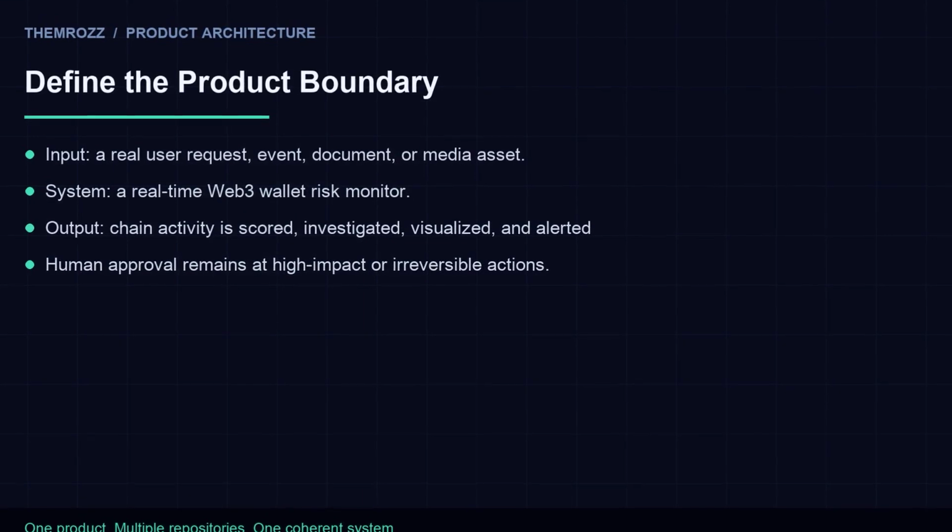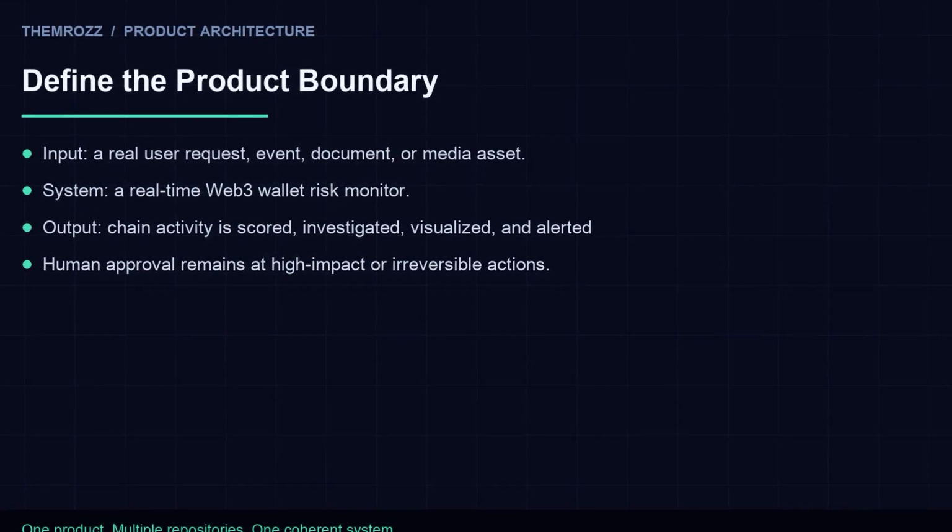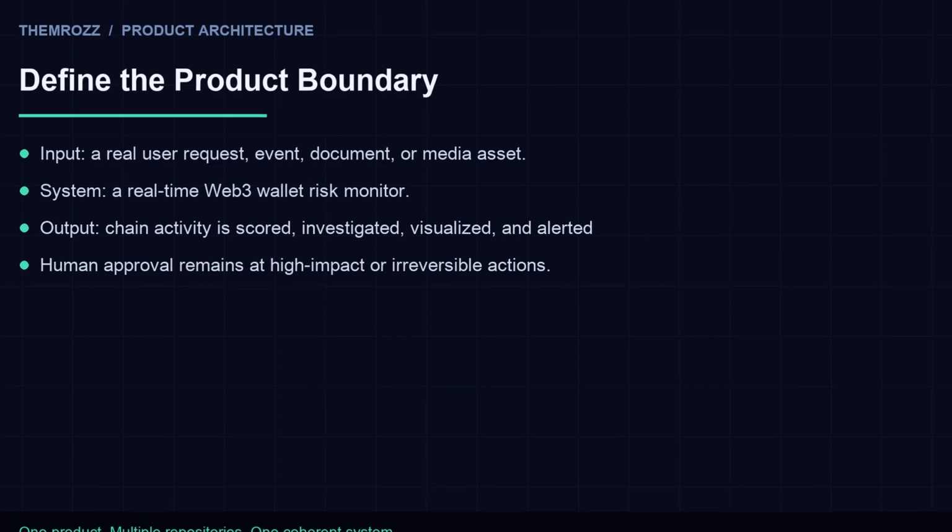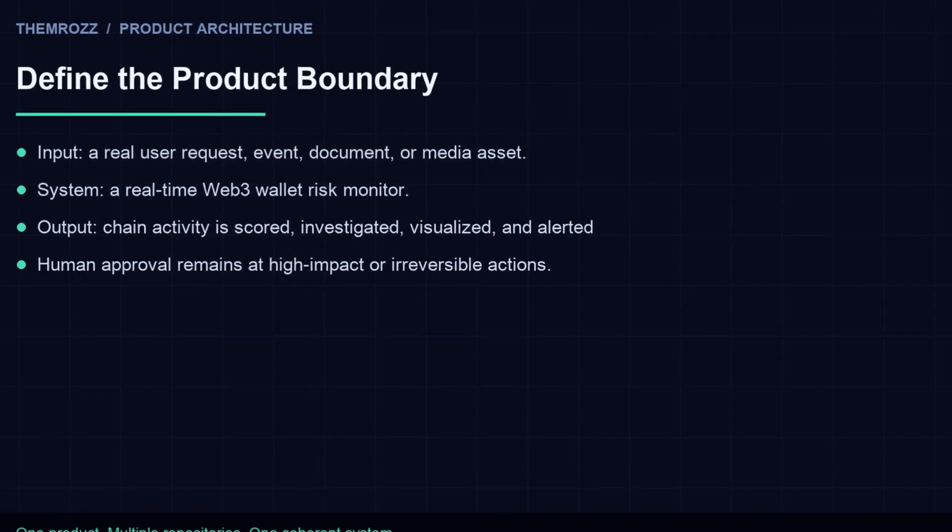Hardhat spins up local Ethereum networks for replaying suspicious transactions in a safe environment, while Foundry's fuzz testing uncovers edge cases in how wallets interact with contracts. These tools ensure the risk model is trained on realistic scenarios.